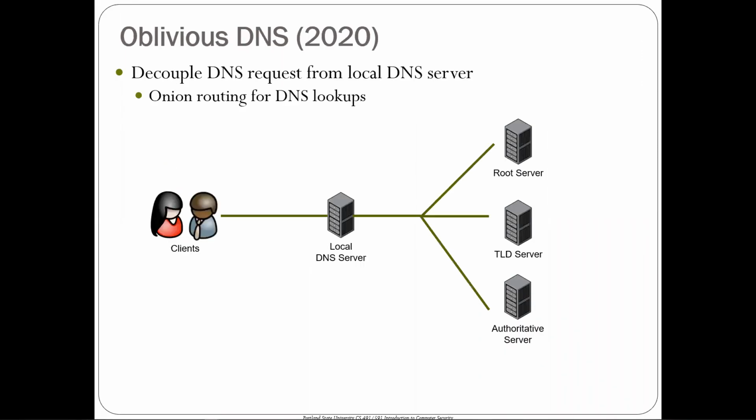And so that is a problem that Apple wanted to solve. Apple proposed oblivious DNS a couple years ago. It basically decouples the DNS request from the local DNS server so that the local DNS server doesn't know the actual content of your query. So even though the local DNS server will know you, it won't know the query that you send. Then this query will get processed through the hierarchy. You'll get an answer, and then the answer will be encrypted so that the local DNS server won't know the response of the query and will send it right back to you.